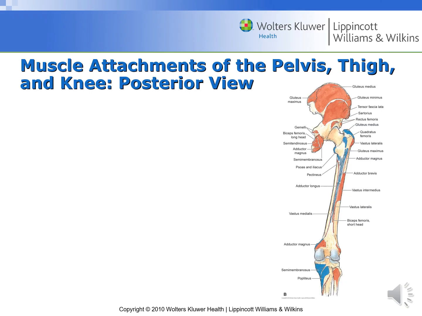On the right-hand side, beginning most superiorly, we see the gluteus medius, the gluteus minimus, the tensor fasciae lata, we see the sartorius, the rectus femoris, the gluteus medius, the quadratus femoris, the vastus lateralis, the gluteus maximus, the adductor magnus, the adductor brevis, the vastus intermedius, the vastus lateralis, and of course the biceps femoris short head.